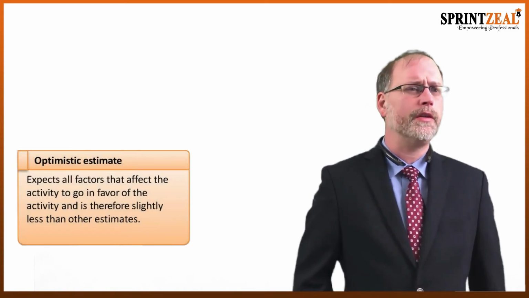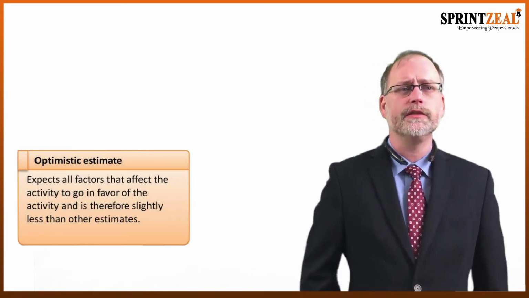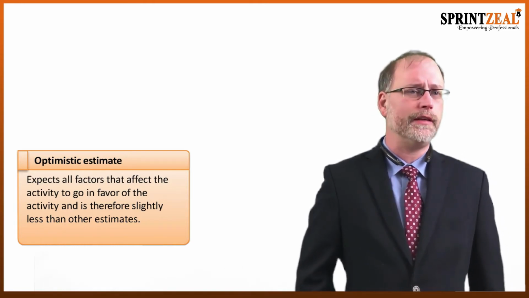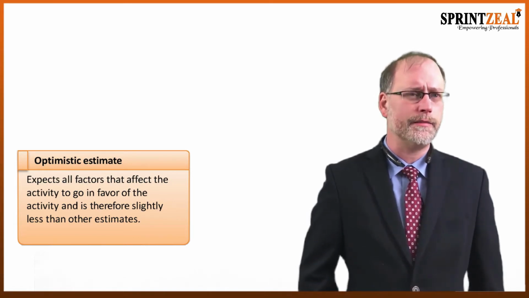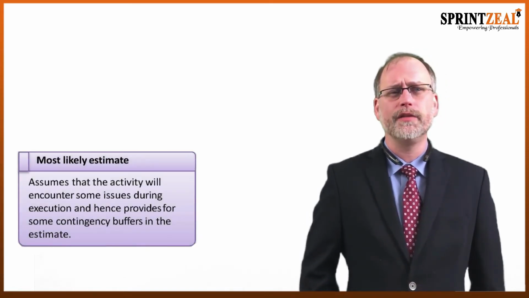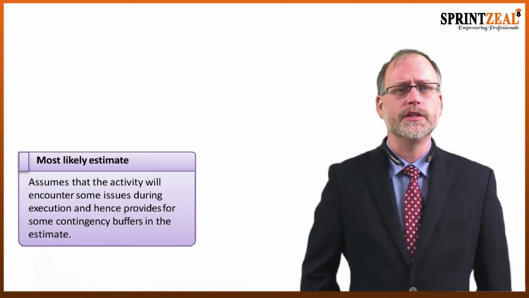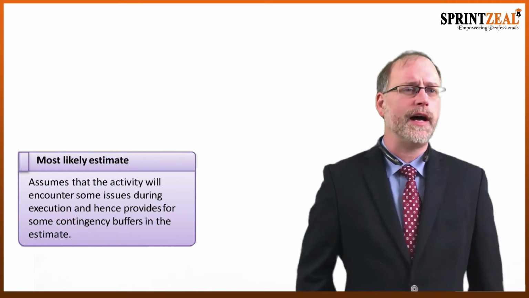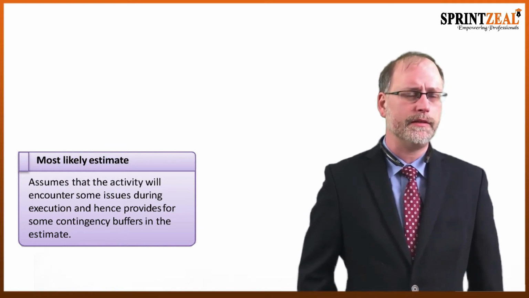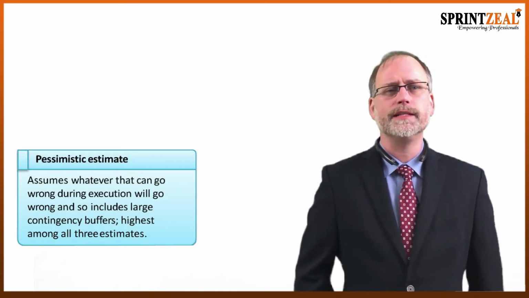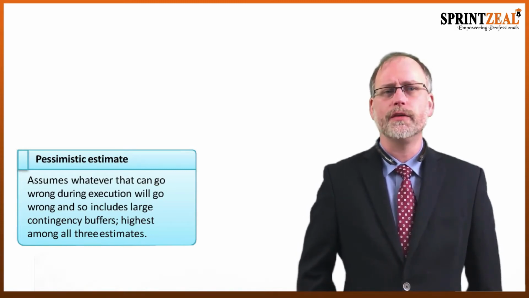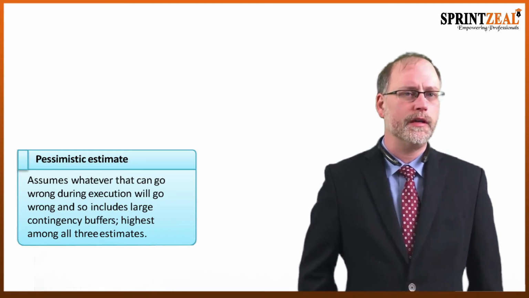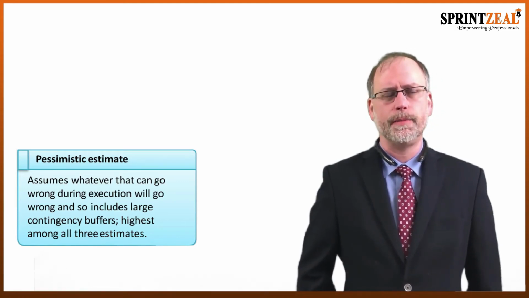It's going to use something called the optimistic estimate, which is where we expect all the factors that affect the activity to go in favor of the activity and is therefore slightly less than other estimates. Then we're going to have the most likely estimate, which assumes that the activity will encounter some issues during execution and hence provides for some contingency buffers in the estimate. And then finally, we have the pessimistic estimate, which assumes whatever can go wrong will go wrong and will include large contingency buffers, which is the highest among all three estimates.